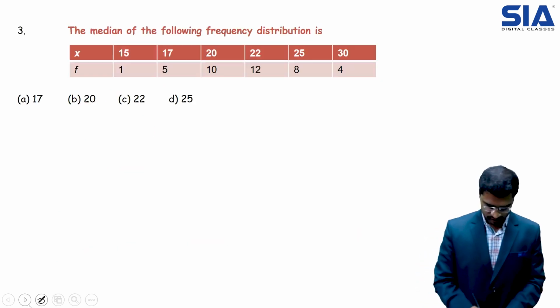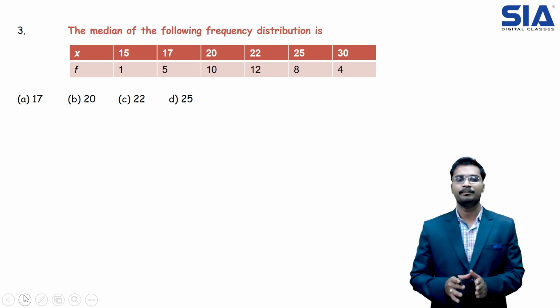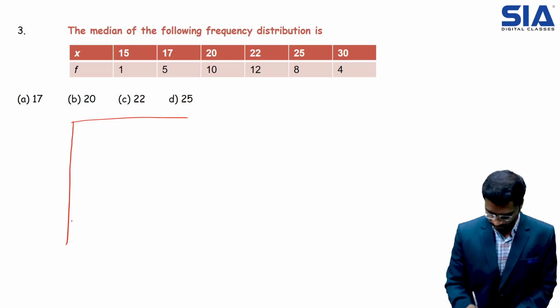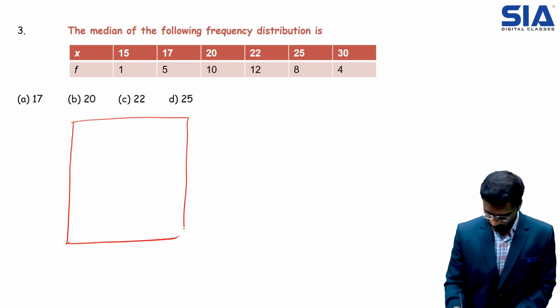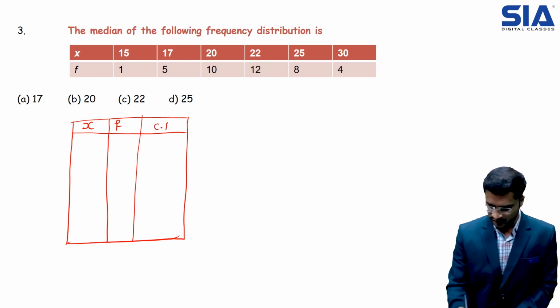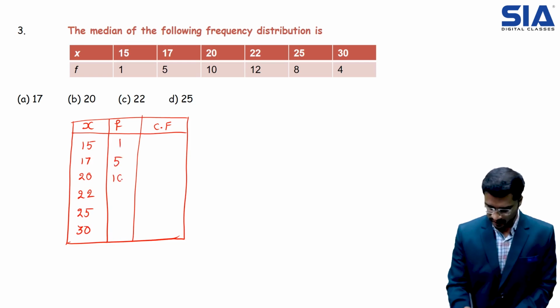Now coming to the next question, we should find the median of the following frequency distribution. Let us draw a table with x values, f values, and cumulative frequency. The x values are 15, 17, 20, 22, 25, and 30. The frequencies are 1, 5, 10, 12, 8, and 4.